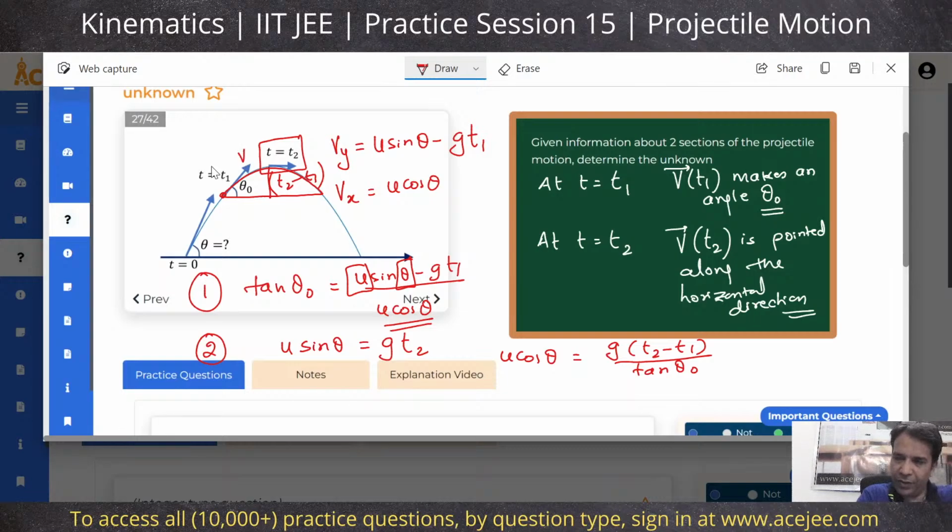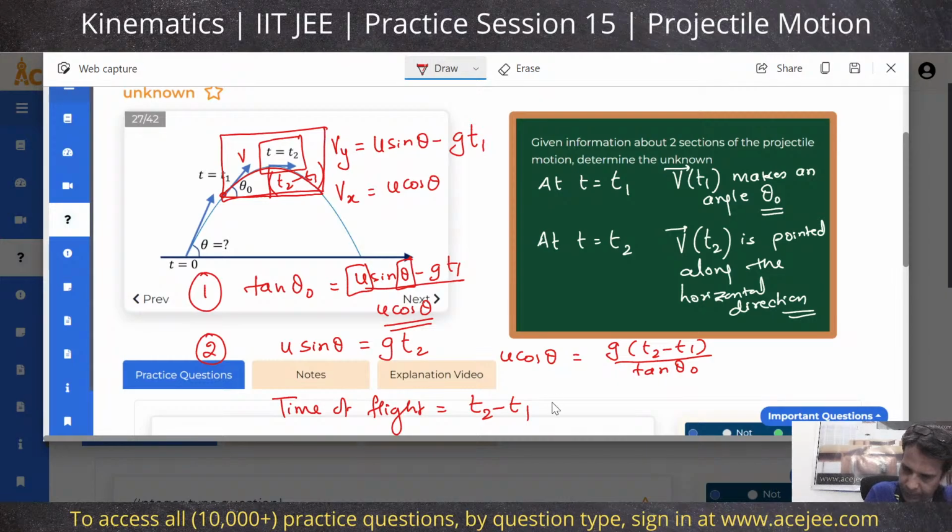So what will you get? You will get the velocity v there at that time. Correct? So what will be v? If this is v, this is theta 0, this is t2 minus t1. We know the time of flight, which is t2 minus t1, for this part. What is the time of flight? u sin theta by g. So v sin theta 0 by g.